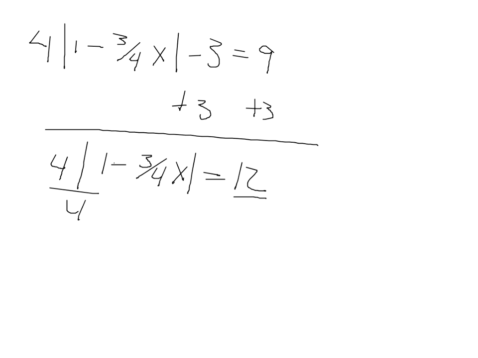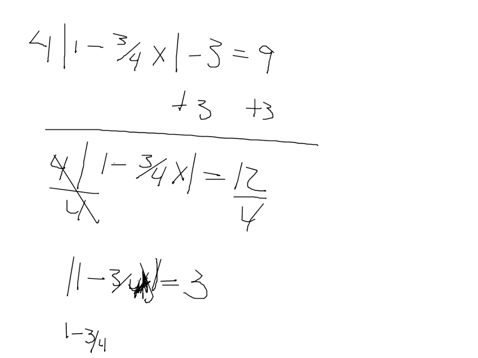And divide both sides by 4, so the 4's are gone. And I get the absolute value of 1 minus 3/4 x equals 3. So that says that 1 minus 3/4 x is equal to 3, or we might have 1 minus 3/4 x is equal to minus 3. Alright, so now I need to solve each of those equations.